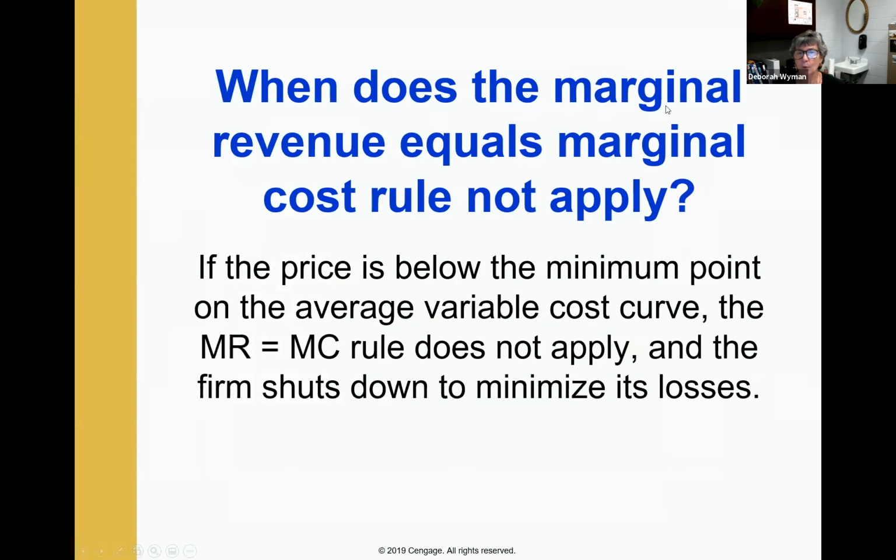Okay, so when does the marginal revenue equals marginal cost rule not apply? If the price is below the minimum point on the average variable cost curve, the marginal revenue equals marginal cost rule does not apply and the firm shuts down to minimize losses. So there is a point where they will just stop making the product.